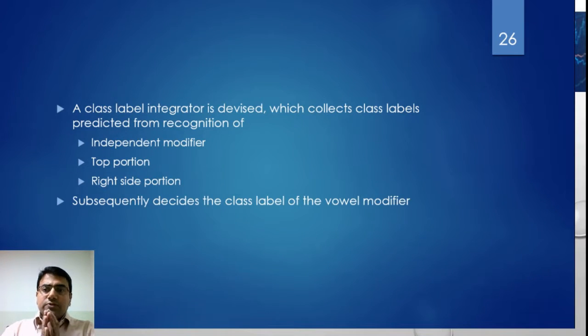The last stage of the architecture is the class label integrator. The task of the class label integrator is to receive the class predictions that are made at the level of independent modifier, top portion and right side portion. And finally, the class label integrator outputs the vowel modifier class label.